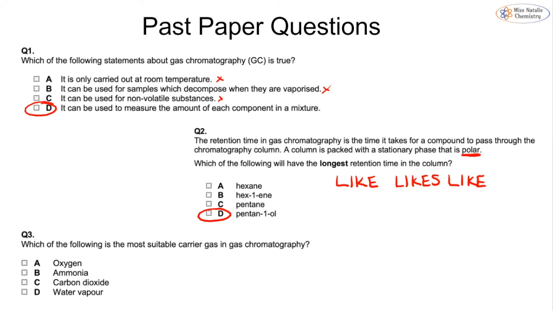And then question 3, which of the following is the most suitable carrier gas in gas chromatography? Well, we said that it has to be an inert gas. It cannot be reacting with the compound. So water is definitely out, because water reacts with quite a few things, and so does oxygen. That leaves us with ammonia and carbon dioxide. Again, ammonia can react with quite a lot of things, whereas carbon dioxide is very inert. It surrounds us in our atmosphere and it doesn't really react with anything. So that would be our best carrier gas.